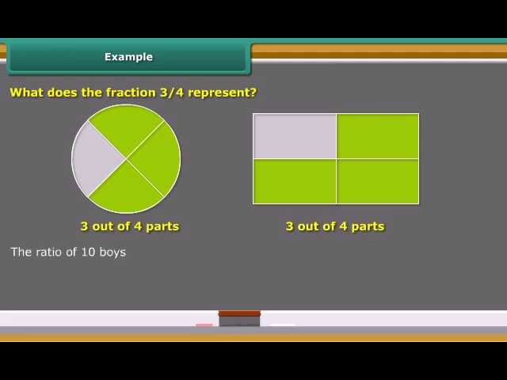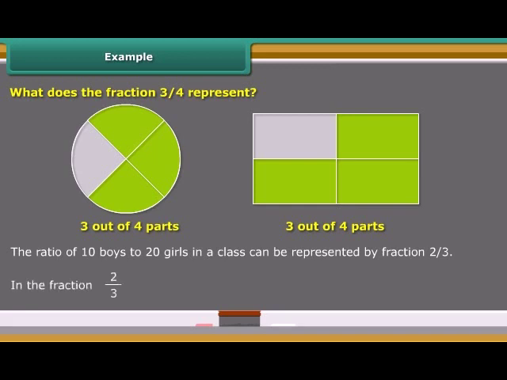The ratio of 10 boys to 20 girls in a class can be represented by fraction 2/3. In the fraction 2/3, number 2 is called the numerator of the fraction and number 3 is called the denominator of the fraction.